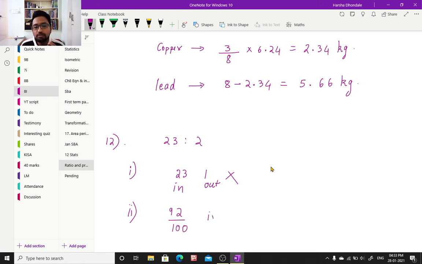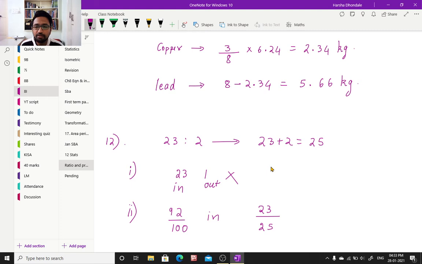92 out of 100 were in. How do we verify this? The original ratio is 23 were in out of how many? Out of 25, because 23 plus 2 gives me 25.